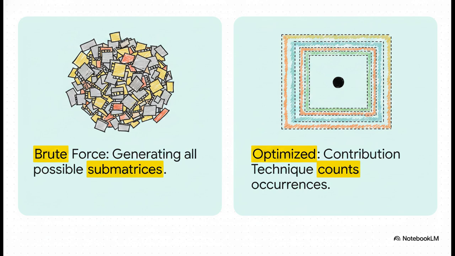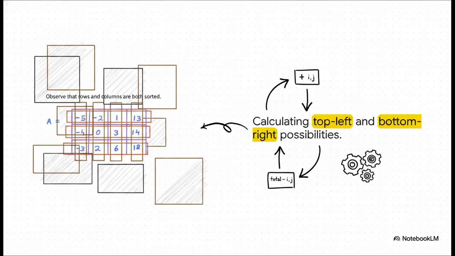We need to stop looking from the outside in and instead ask ourselves, if I am a single number sitting at a specific coordinate, how many rectangles can actually be drawn around me? Look at the visual overlap here. An element's total contribution is just its value, multiplied by its top left and bottom right possibilities.